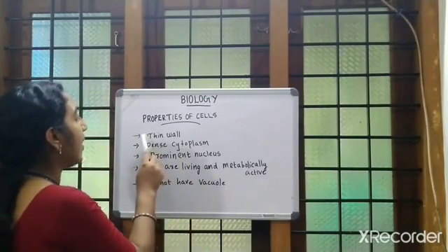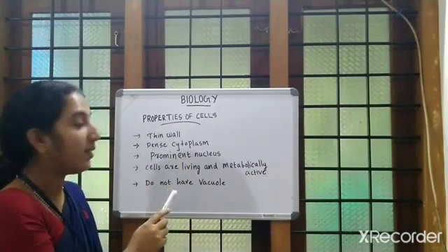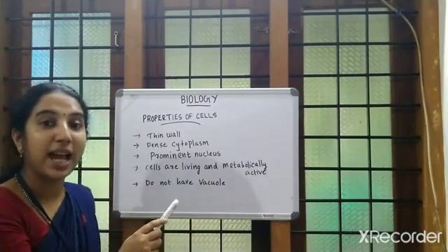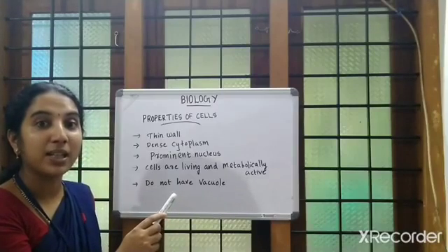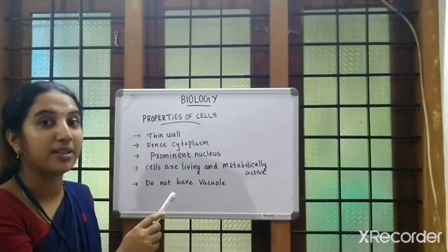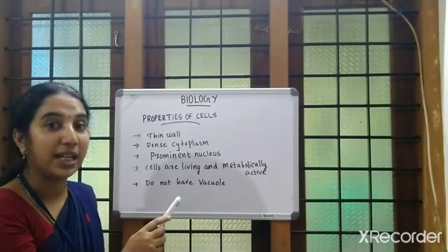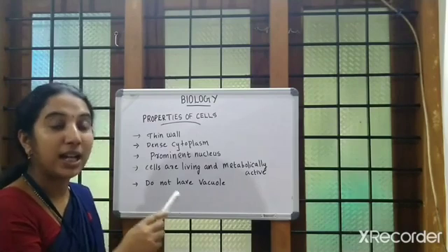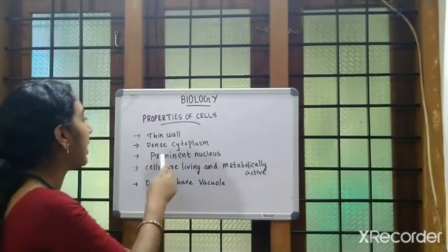Okay. First property is they have a thin wall. When the cell walls are thick, they are not meristematic, as we have already learned. The cells that constitute the meristematic tissues are actively dividing cells. So when the cell walls are thick, they cannot divide.